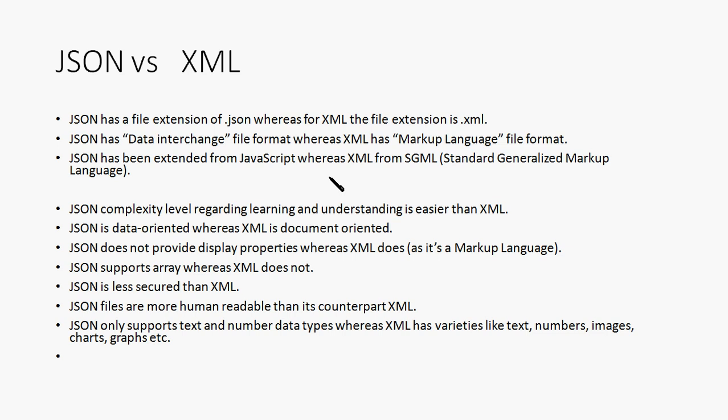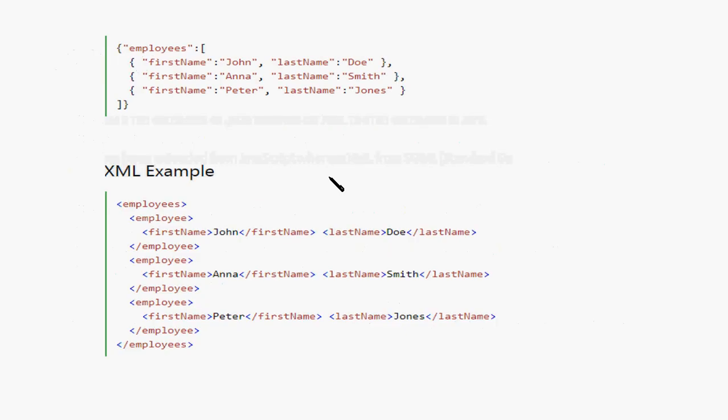JSON is less complex, or much easier, compared to XML. JSON puts much emphasis on data, whereas XML puts more emphasis on documents. So XML is a document-oriented language, and JSON does not provide any display properties, but XML has such properties. JSON supports arrays, but XML does not support arrays. JSON is less secure than XML, and JSON files are more human readable than XML. JSON supports only text and number data types, but XML has a variety of data types like images, charts, graphs, etc.